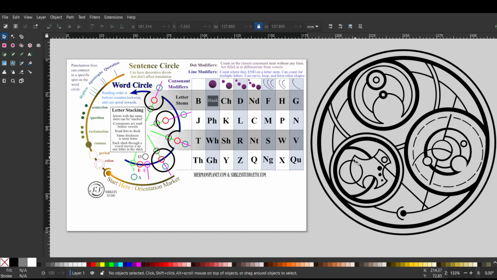and our last letter is a circle on the line of our word circle, so like this. And there are no modifiers on that, so no dots, no lines. That makes it a TH, so that would be growth. So we have home, hope, and growth.